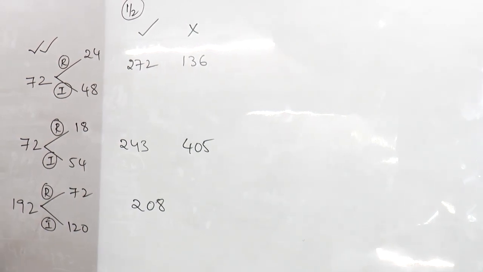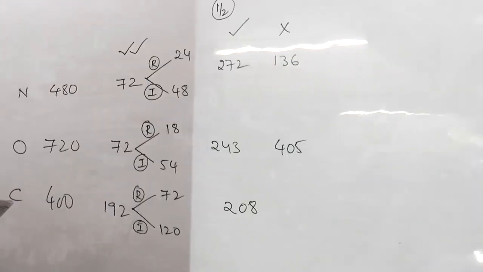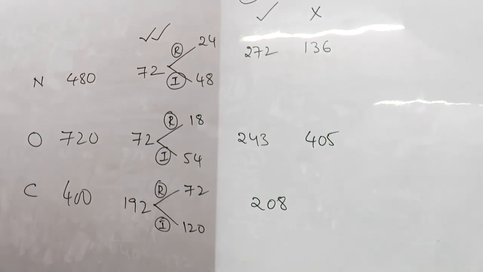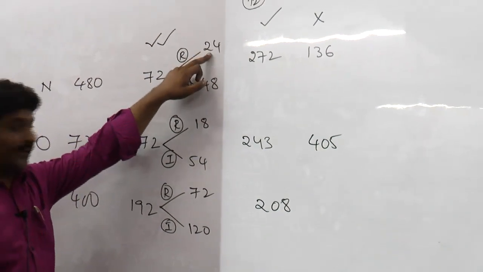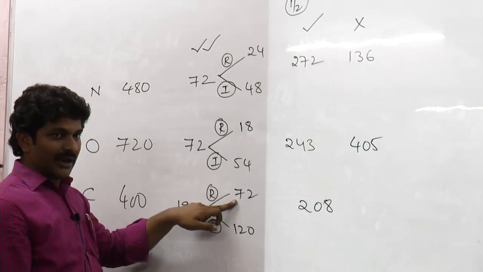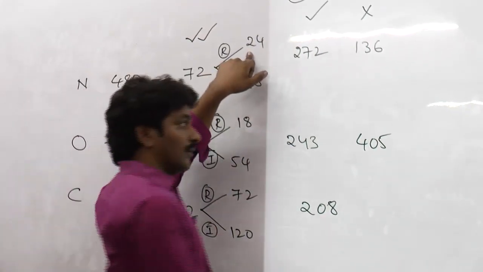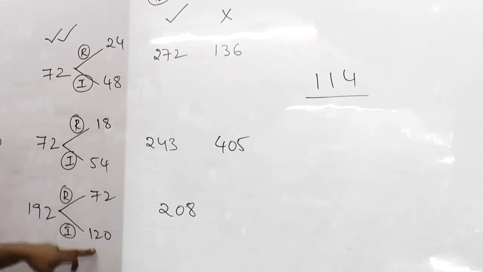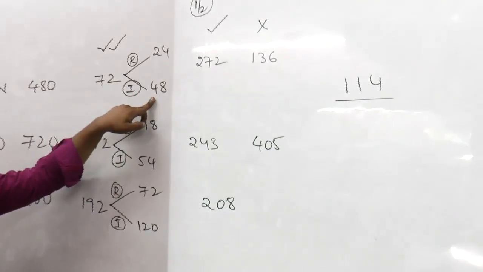Out of the total number of patients who are able to meet the total expenses, what is the ratio between rich and insured respectively? Rich and then insured respectively. First values are rich, right? 24, 18, 72. You need to add these values. 72, 18, 90. 90 plus 24, 114. And then other values. 120, 54, 174.